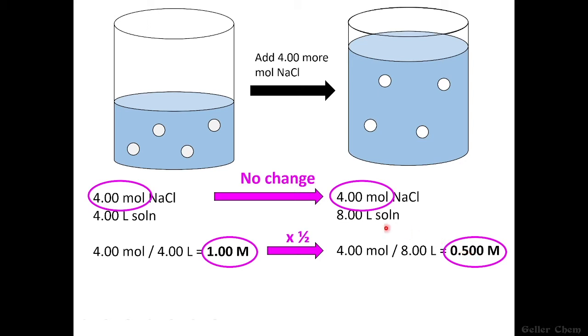By doubling the volume that the NaCl is swimming in, we have halved the concentration, which we can see in the math. We take that 4.00 moles and divide by our new 8.00 liter volume. And so the molarity of NaCl in solution has been affected by this change in volume. However, the objective moles of NaCl have not changed at all. They're just more dispersed throughout the solution.